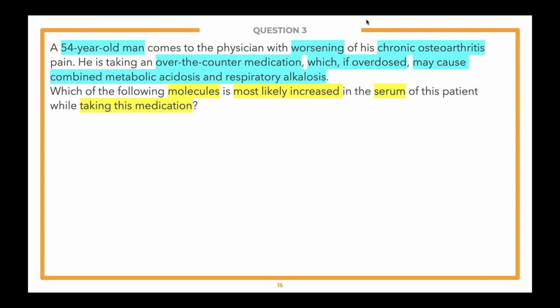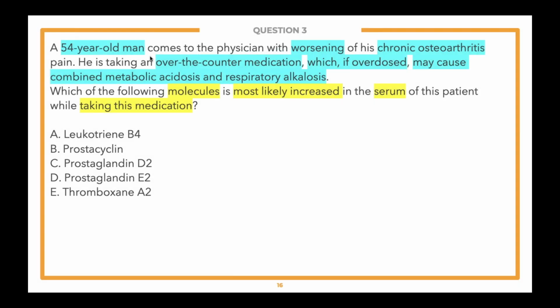So we can then figure out step 3, which is what molecule or substance is going to be increased in the serum. So 1, what is that medication? 2, what is the mechanism of action of the medication? And 3, what are the substrates and substances and byproducts that may be increased in the serum as a result? So I think we've got a nice 3-step question here. So let's go ahead, let's take a look at the answer choices here.